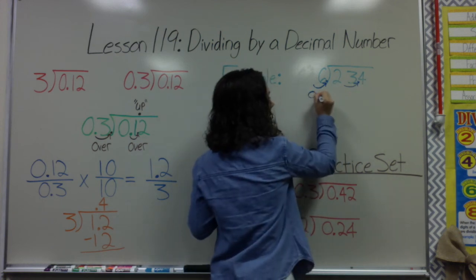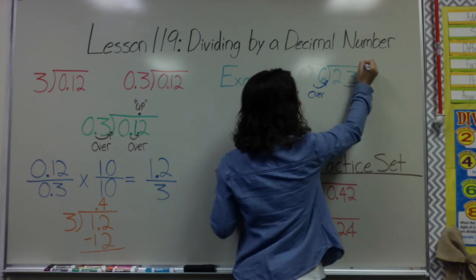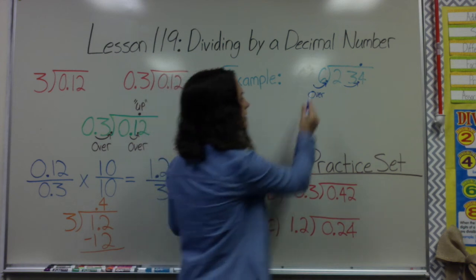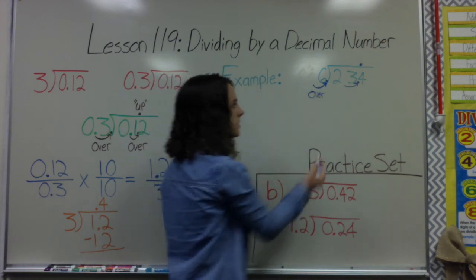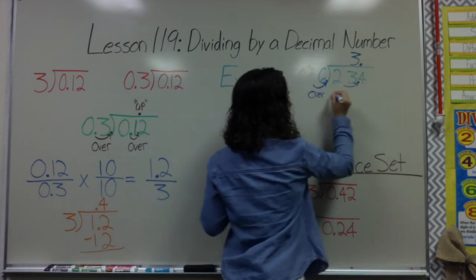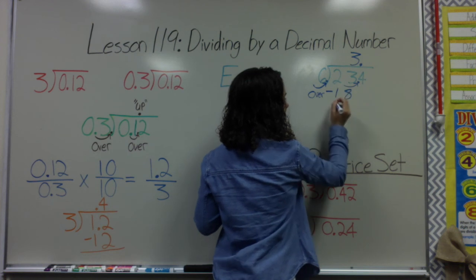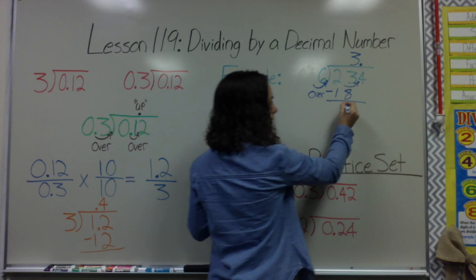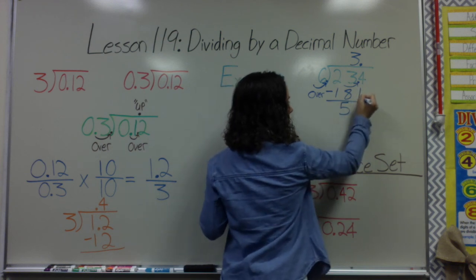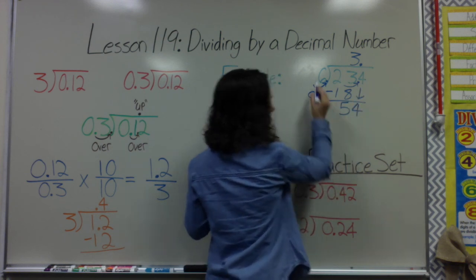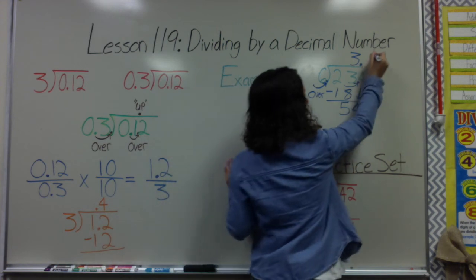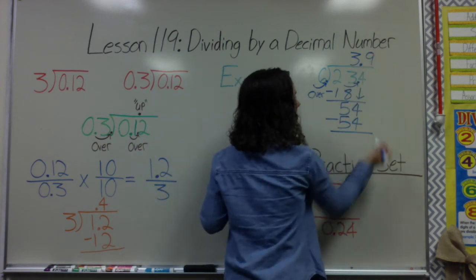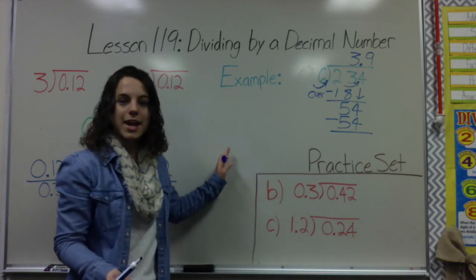So I did my over, and up. Move my decimal point straight up when I divide by a decimal. So then I have 6 goes into 23 how many times? It goes in 3 whole times, minus 18, that would be 5. Bring down my 4. How many times can 6 go into 54? It goes in 9 times, minus 54. So my quotient is 3 and 9 tenths.